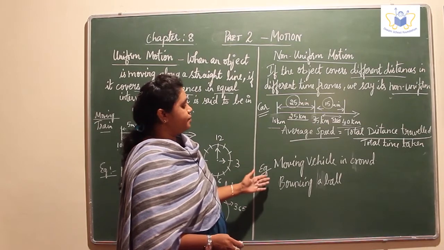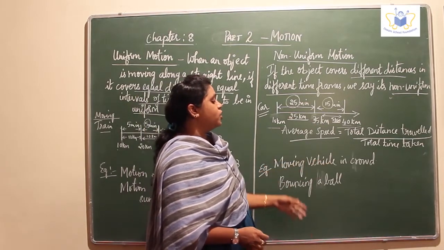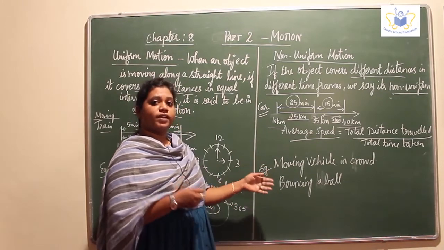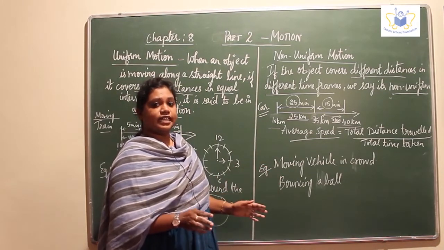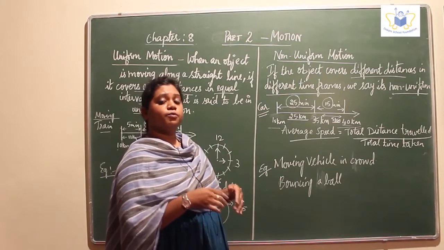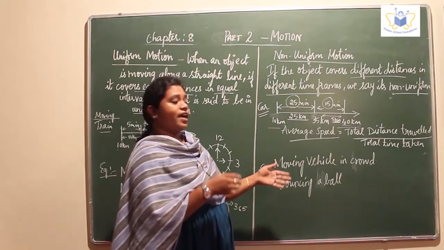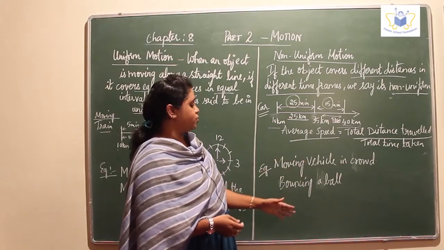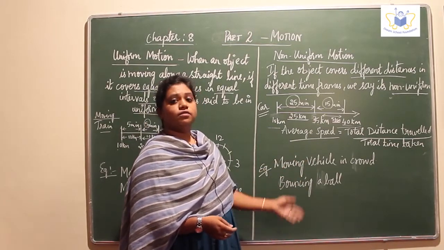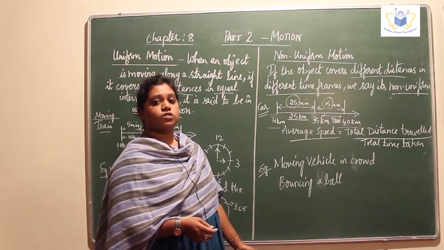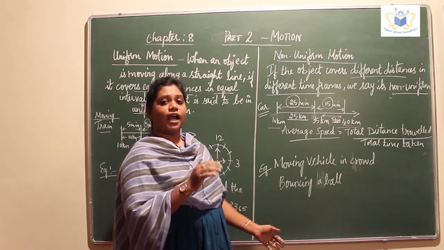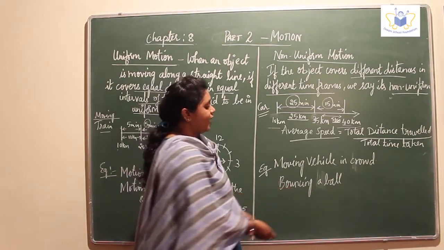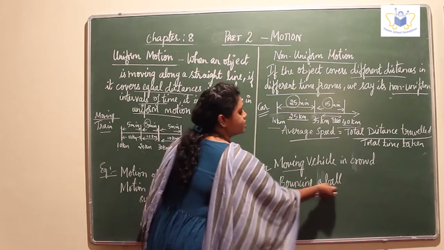A real-time example is a moving vehicle in a crowd. Vehicles moving in traffic sometimes move faster when the traffic is clear, and sometimes move at a slow pace. So a moving vehicle is in non-uniform motion. Another example is bouncing a ball. When bouncing a ball, sometimes the ball goes high, sometimes it moves at low speed. So there also non-uniform motion occurs.